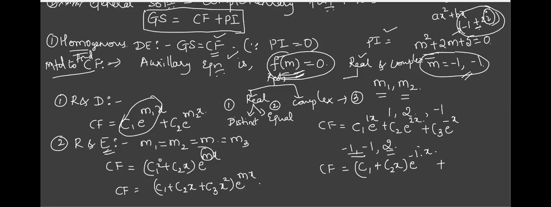Now tell me. C3 e raised to 2x. This is the one which is different. So for different, you should write like this. If they are same, you should write like this. Are you getting? Yes, ma'am. Okay.